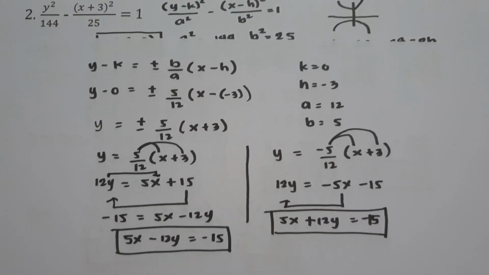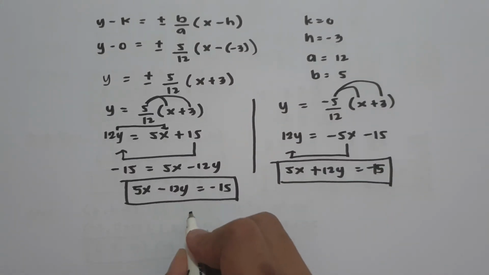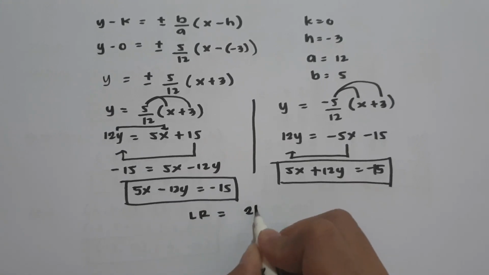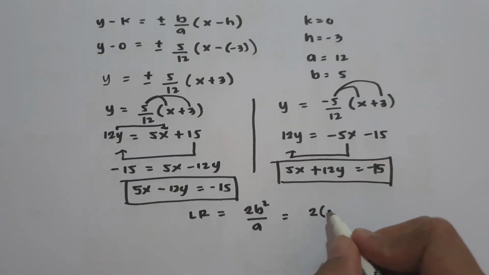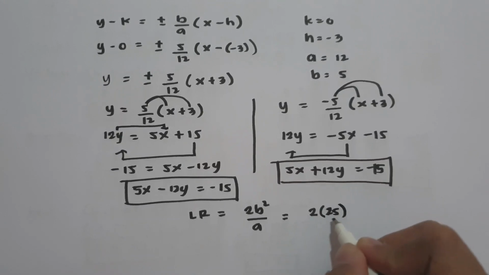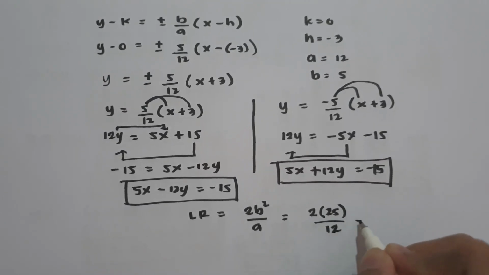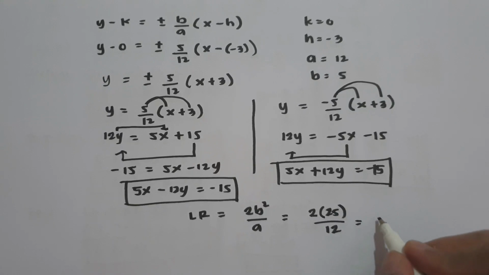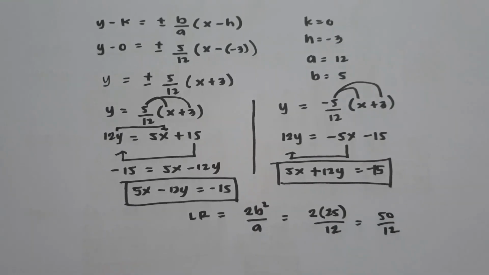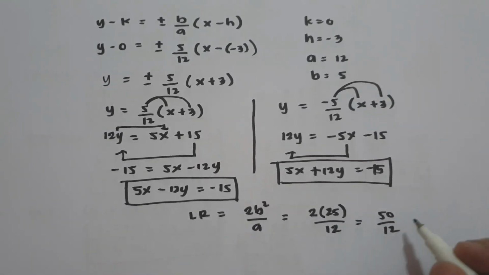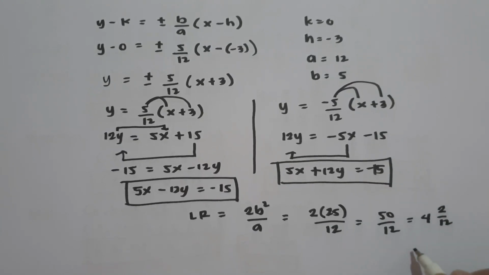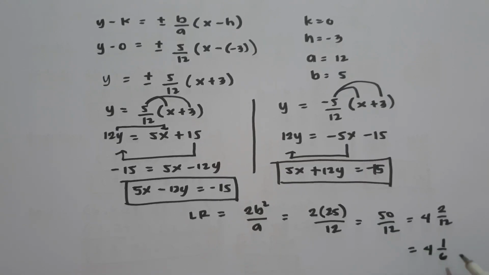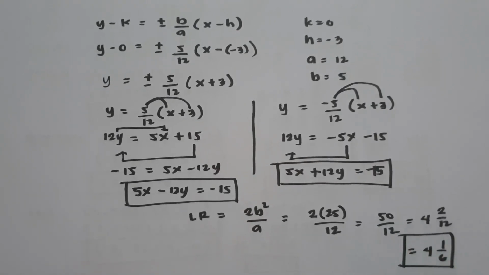And to find the length of our latus rectum, let us have length of the latus rectum equals 2b squared over a. So let us have 2 times the value of b, that is 5, and 5 squared, that is 25, all over the value of a, that is 12. 2 multiplied by 25, that is 50 over 12. And if we are going to divide this one, we are going to have 4 and 2 over 12, or you can write as 4 and 1 over 6. And this will be our answer.